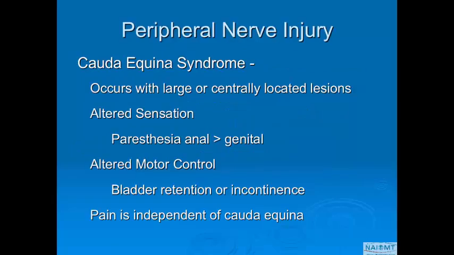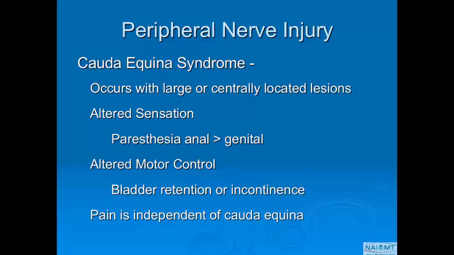Cauda equina syndrome is a type of peripheral nerve injury. It occurs with large or centrally located lesions, typically disc herniations or space-occupying tumors. In cauda equina syndrome, there is altered sensation in a saddle distribution. Paresthesia is usually greater in the region around the anus than in the genitals.